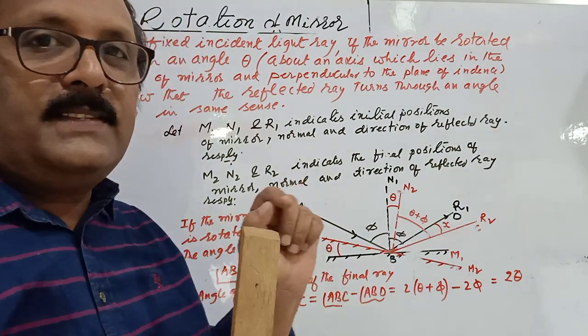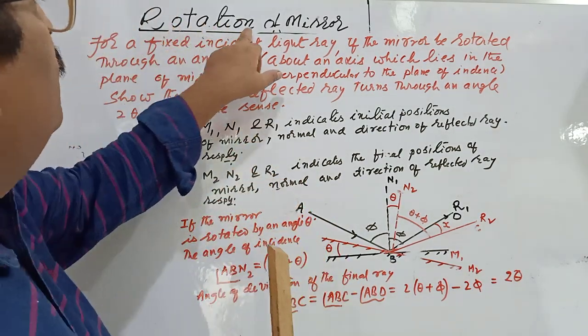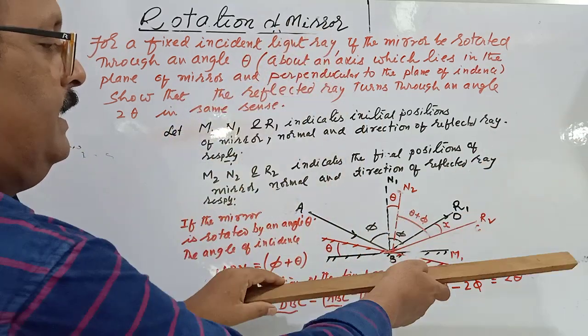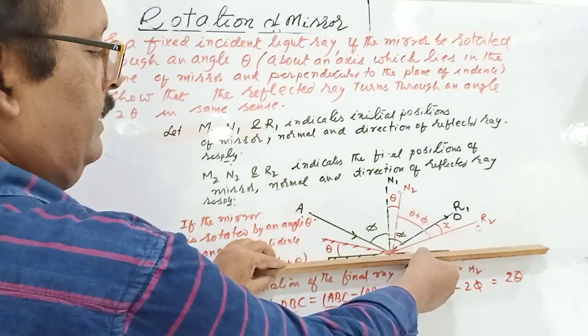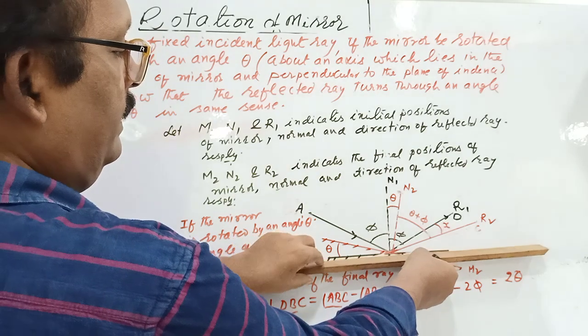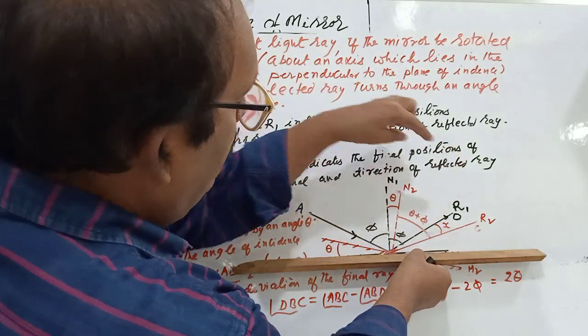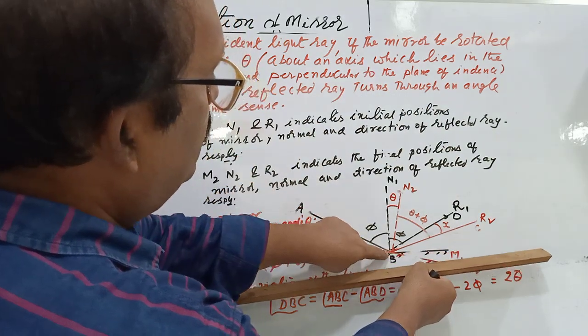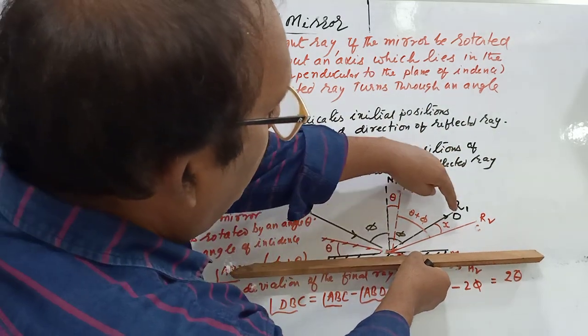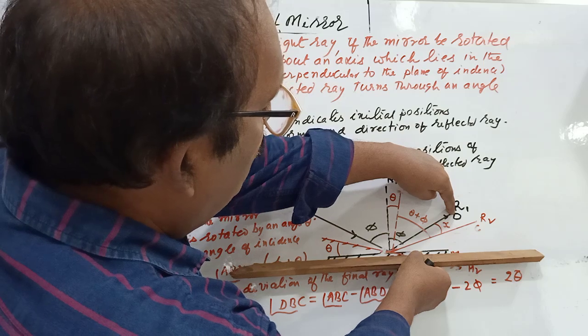Hi children, it's an interesting case. See here, rotation of mirror. This is the initial position of the mirror and a ray is incident on the mirror so that it is reflected. So AB is the incident light ray and BD is the reflected light ray.